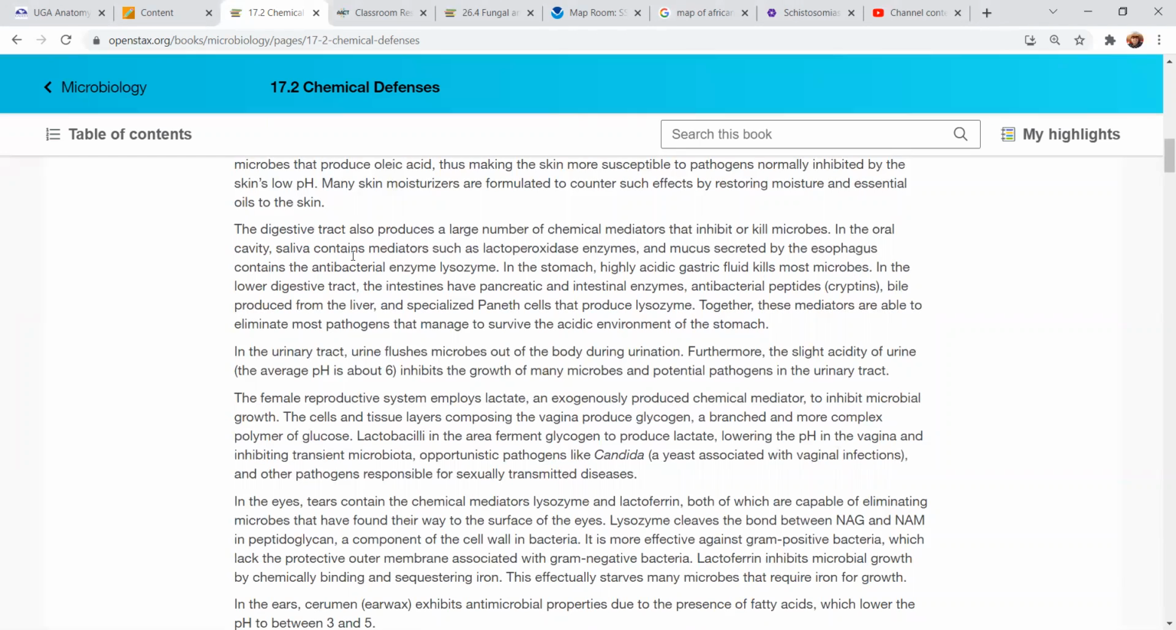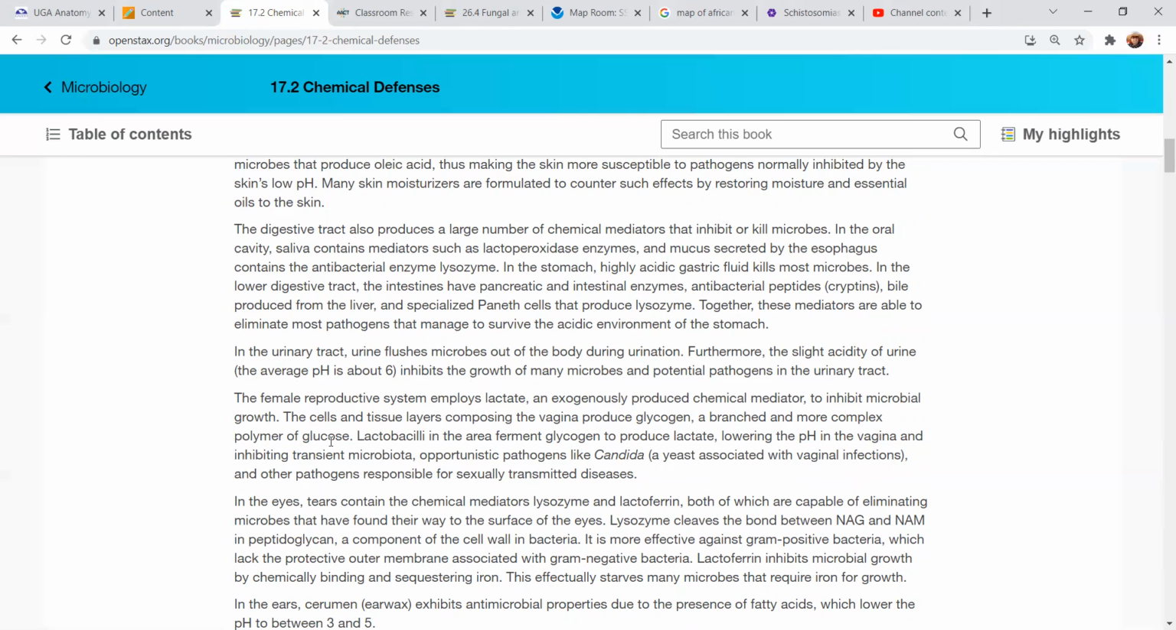Saliva contains enzymes, mucus contains enzymes, tears contain enzymes, and these all help to destroy pathogens. Urine is acidic, it has a low pH, and that helps to deter bacterial growth. In the female reproductive system, there is an exogenously produced substance called lactate that helps to inhibit microbial growth.